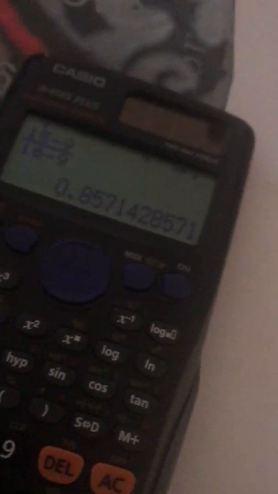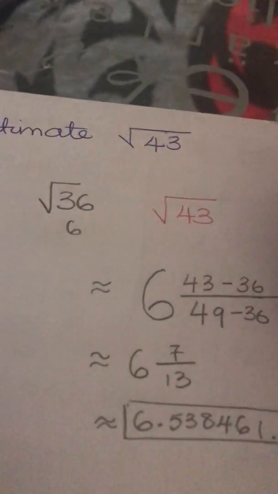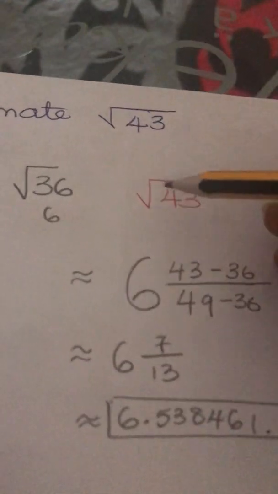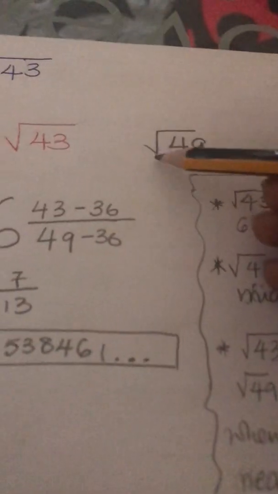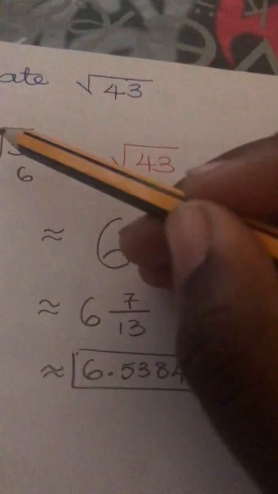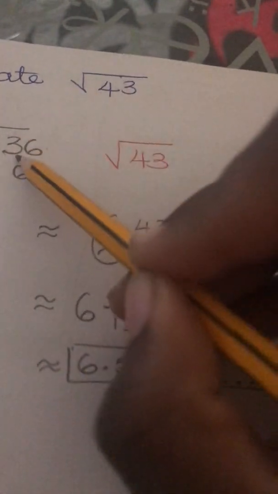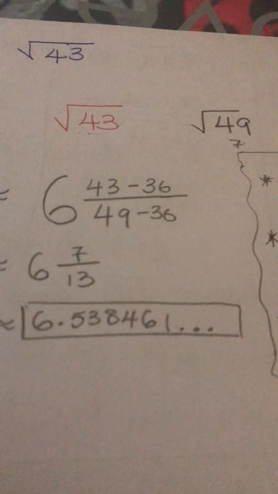All right, let us do another one for 43. And you see how to do it. So we're estimating without using the calculator, okay? The square root of 43 is between the square root of 36 and the square root of 49. The perfect square before 43 is 36 and after 43 is 49. Okay?